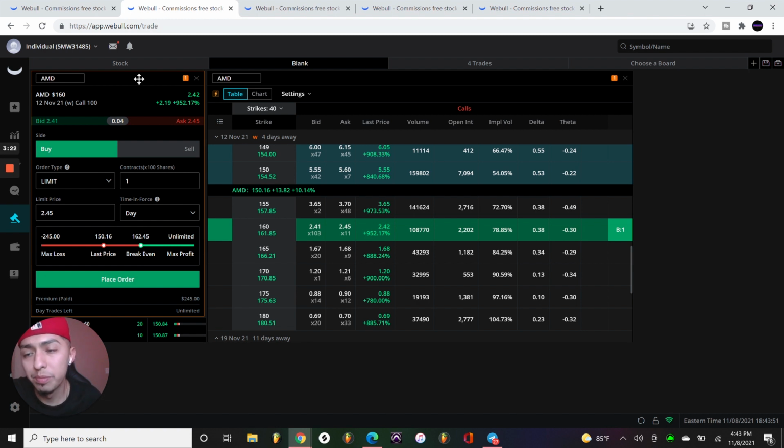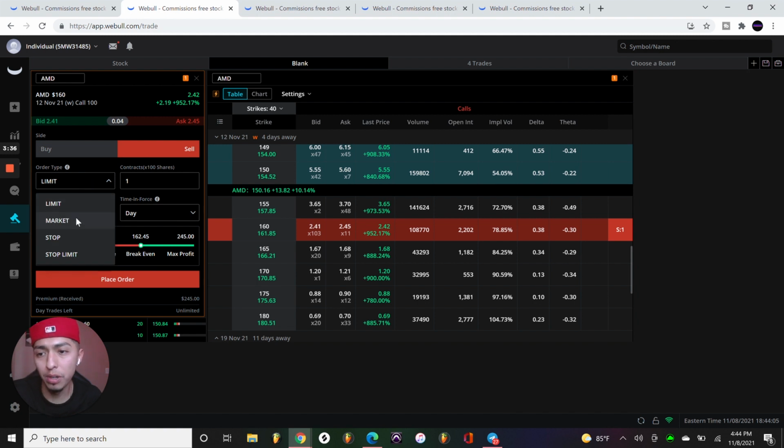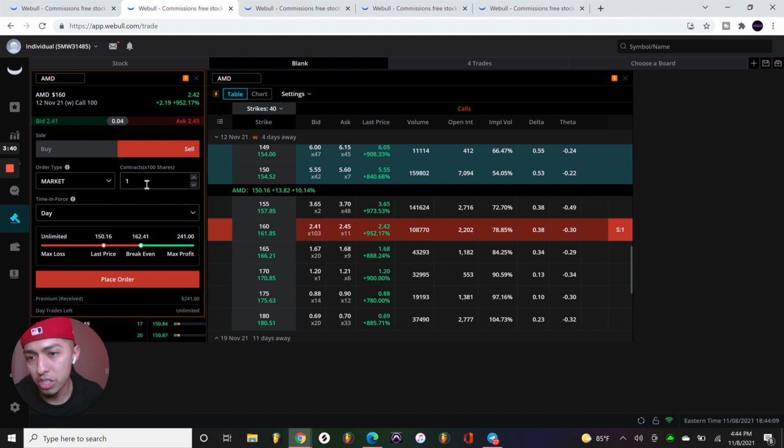Now to sell it, all you have to do is you click the same. You go to the same strike price that you chose. And then instead of hovering over to buy, you go to sell. And when you're selling contracts, you can actually sell at market. You don't have to sell at a limit. You could if you want, but you can just sell at market, and then you place your order, and that's pretty much it.